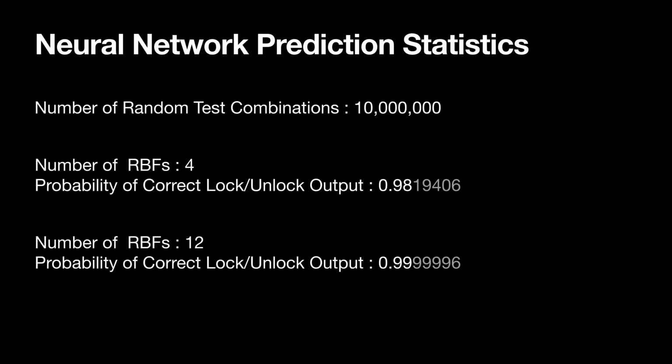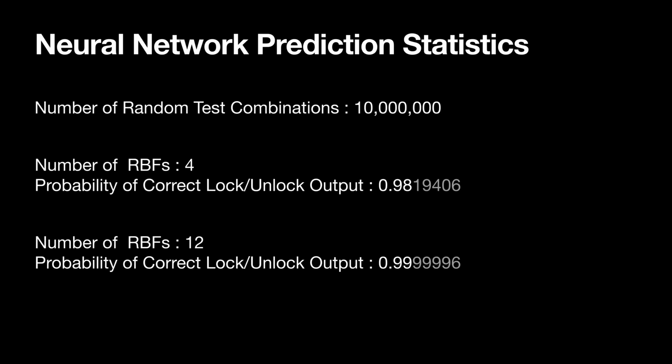We tested the trained network using 10 million random combinations from the space of all possible combinations. Using 4 RBFs, the network accurately predicted the lock-unlock output 98% of the times. Though this is close to 100%, even with a 2% error, we may have 20 million combinations where the network incorrectly unlocks.